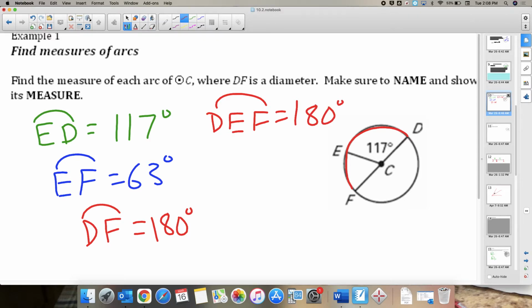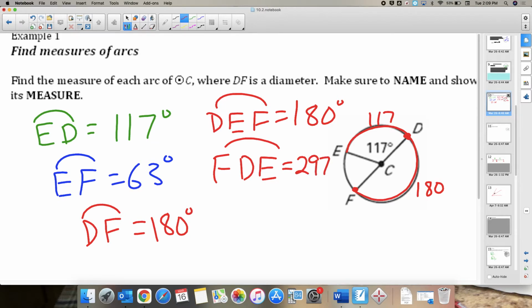Now, there are other arcs that we can look at. There are major arcs that we could use. We could look at arc FDE. Arc DF we said was 180. The arc DE we said was 117. So arc FDE will be 180 plus 117, which gives us 297 degrees.